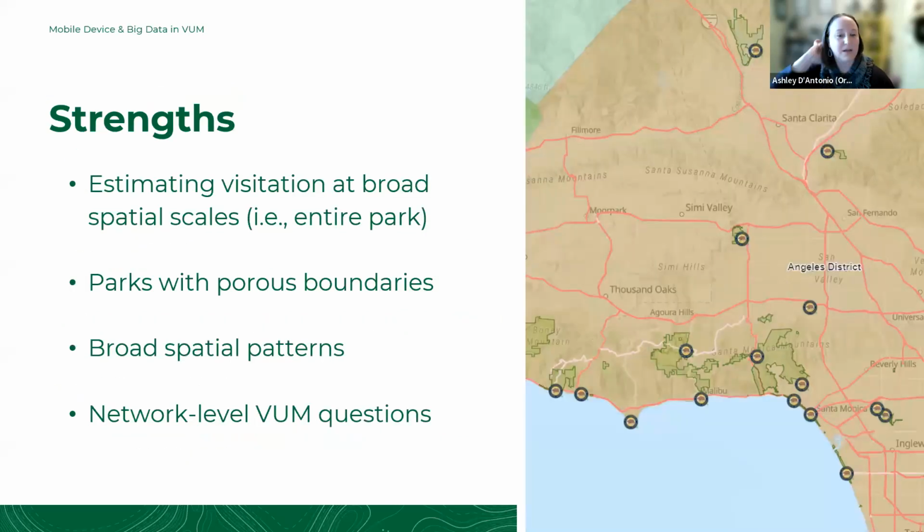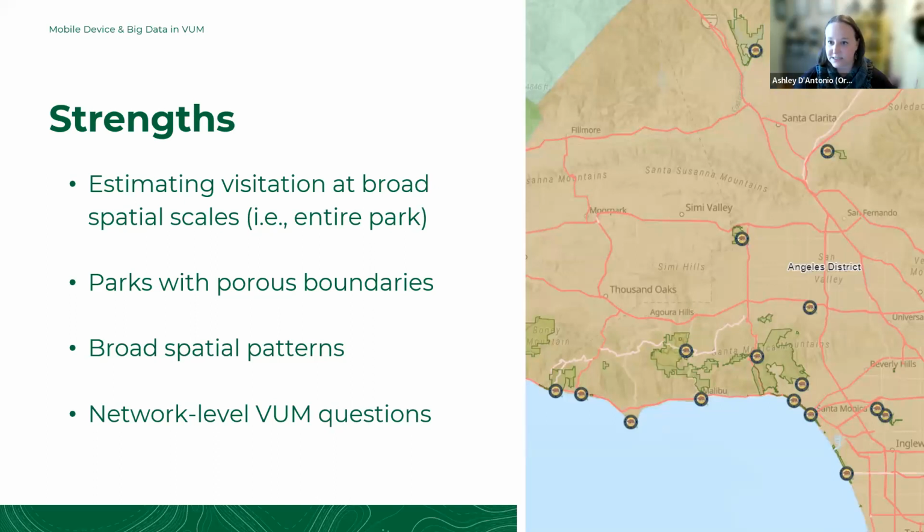So right now, most of the literature says that mobile device data works best, especially in situations where you're trying to estimate visitor use or understand visitor behavior at broader spatial scales, like the scale of an entire park or protected area. It also works really well in parks with porous boundaries, where it'd be really hard to install trail counters, where there may be lots of entrances and exits, where it's just really hard to monitor all the ins and outs of a particular park or protected area. So that's a really great use case for this sort of data.